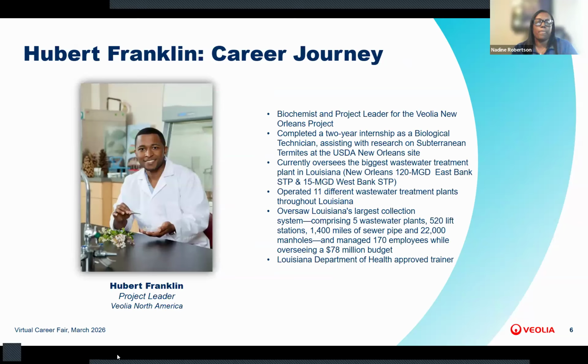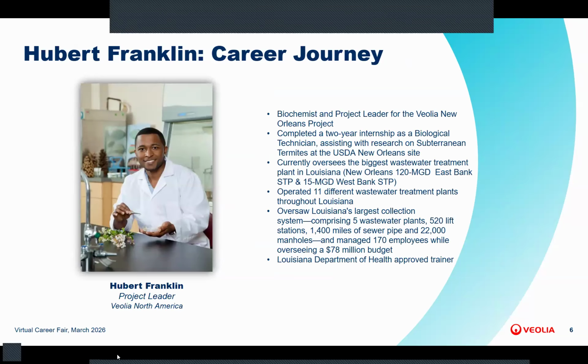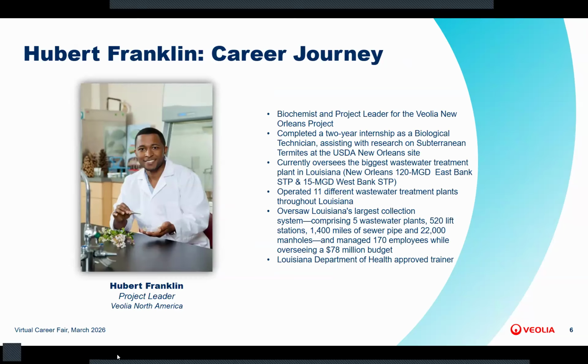How you guys doing? Just to share some insight about myself and what was mentioned earlier, I'm a biochemist and I'm the project leader for Veolia Water. I oversee the biggest wastewater treatment plant in the state of Louisiana. We have a treatment capacity of 120 MGD at the East Bank and a 15 MGD trickling filter plant on the West Bank. Throughout my career, I was able to work at 11 different wastewater treatment plants.